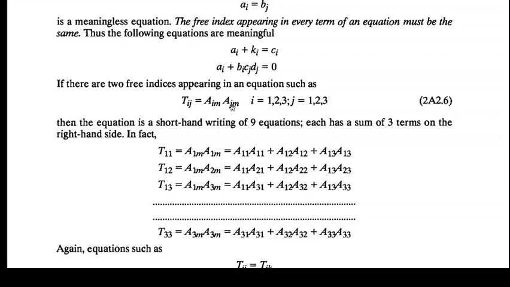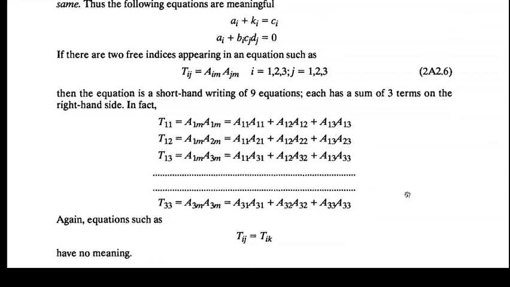T_ij equals A_im A_jm. m is dummy because of the sum, and ij is appearing in each term. Two terms of this equation are also appearing here, i and j, and also ij is appearing here. So ij are free indices. And the equation is shorthand writing. Now this is the shorthand form of these equations. Not 3, there will be 9 equations. ij can be 11, 22, 33, 12, 21, 13, 31, 23, 32. Write all these 9 equations.